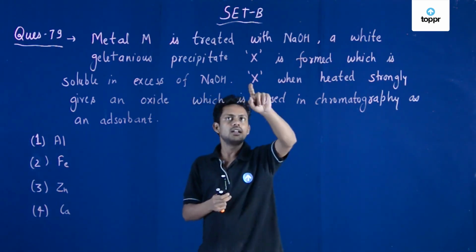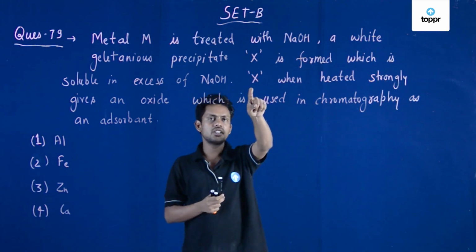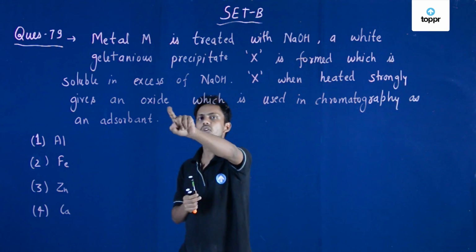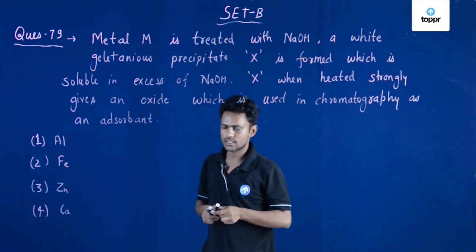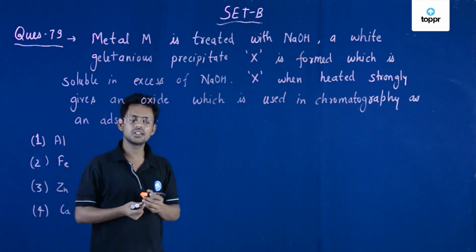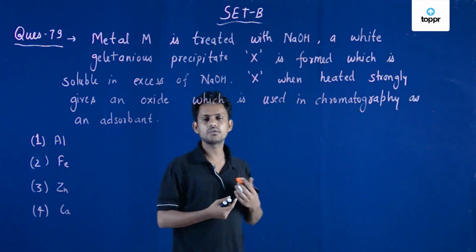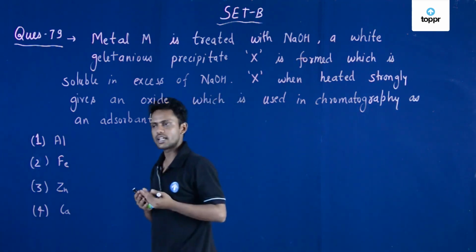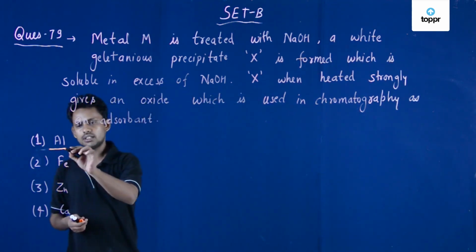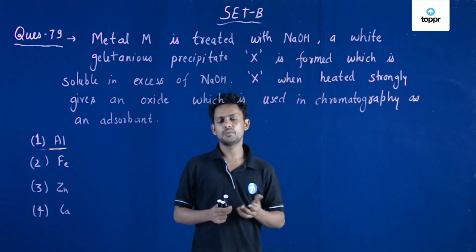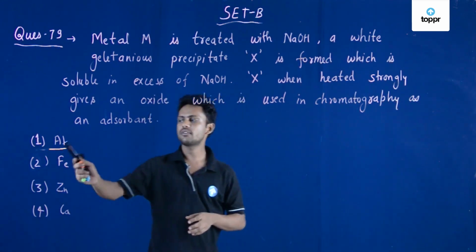And the second line is the important line, which gives you a very important hint. X, when heated strongly, gives an oxide which is used in chromatography as an adsorbent, and this makes this question very simple, because we know that in chromatography, normally what we use is alumina, silica. After silica, alumina is one of the most used adsorbents in chromatography. So this gives you a very important hint.